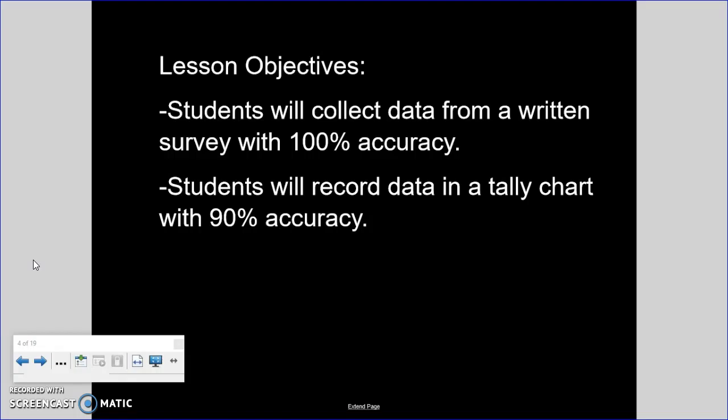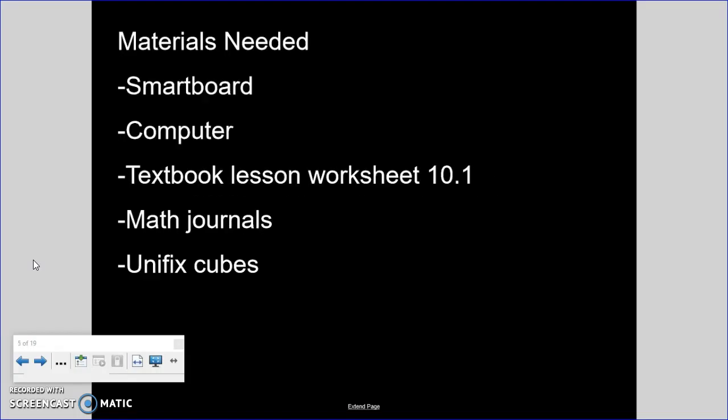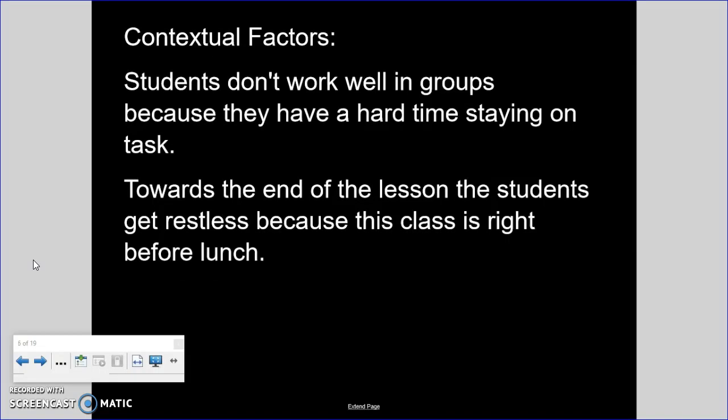Objectives: students will be able to collect data from a survey and record data in a tally chart. Materials, contextual factors.